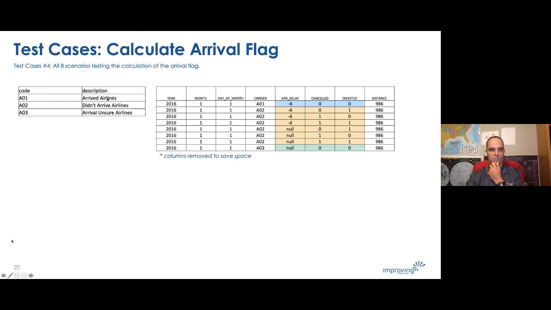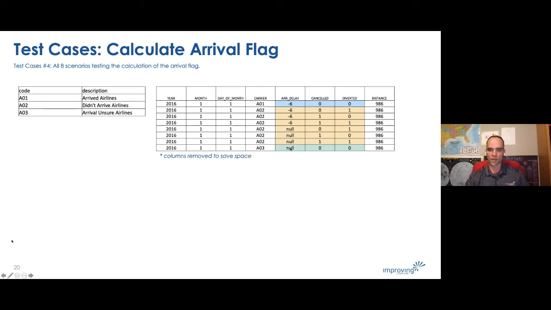A01 is arrived airline, so these are test cases where the flight arrived. A02, these test cases are when the flight didn't arrive. And A03 are where I'm not sure if the aircraft arrived or not. On the input on time metrics, you can see the first one is blue, A01, and based on these three values, these should calculate to an arrival. The ones in yellow are where I have an arrival delay or not an arrival delay. And then of course I've iterated through the values for canceled and diverted and used those as part of the calculation.